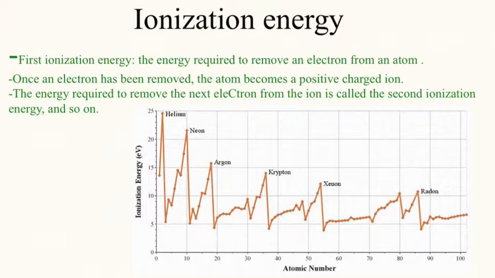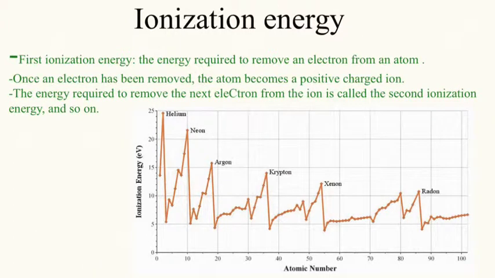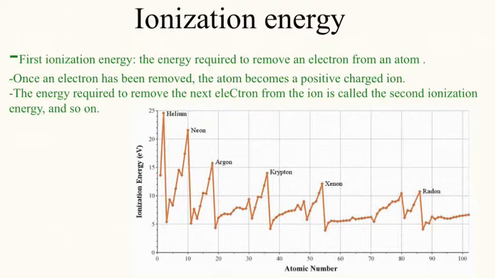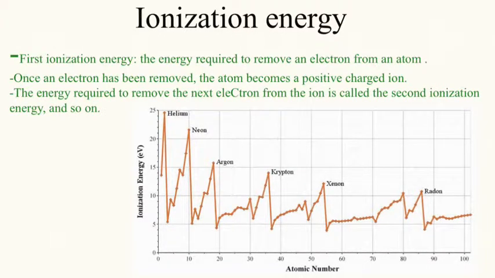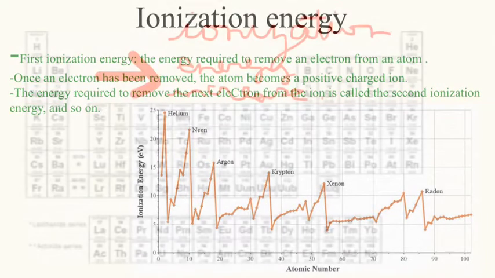Electrons are attracted to the nucleus of an atom, so it takes energy to remove an electron. The energy required to remove an electron from an atom is called the first ionization energy. Once an electron has been removed, the atom becomes a positively charged ion. The energy required to remove the next electron from the ion is called the second ionization energy, and so on.